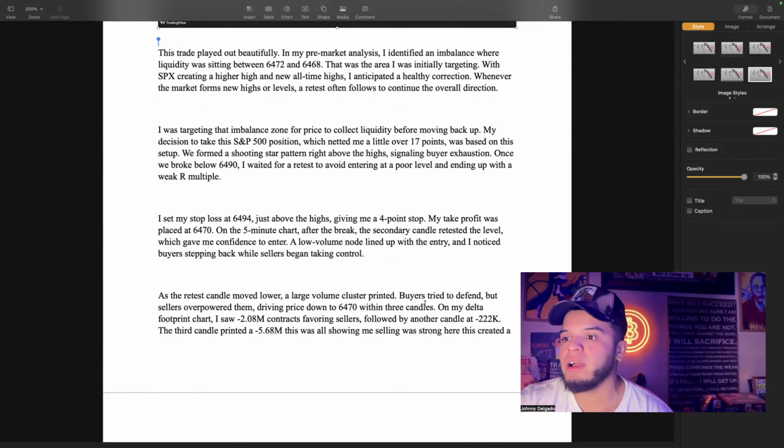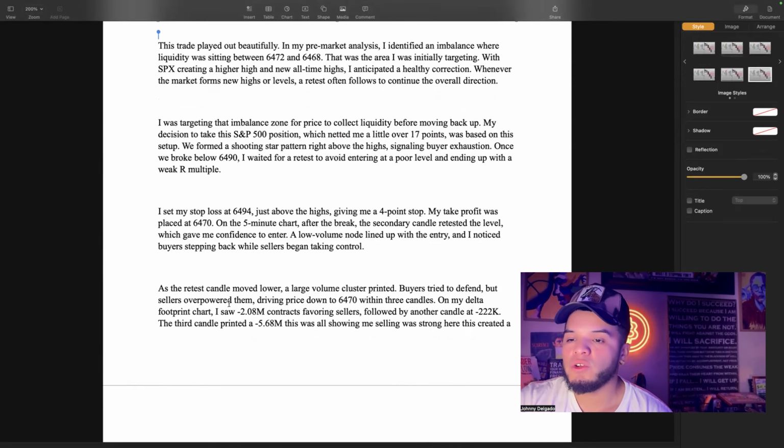I just mentioned that right now. Buyers tried to defend, but sellers overpowered them, driving price down to 64.70 within 3 candles. On my Delta footprint, I saw a negative 2.08 million contracts, followed by a negative 22K contracts, followed by a third candle of 5.68 million contracts, all favoring sellers. This was showing me selling was strong here.